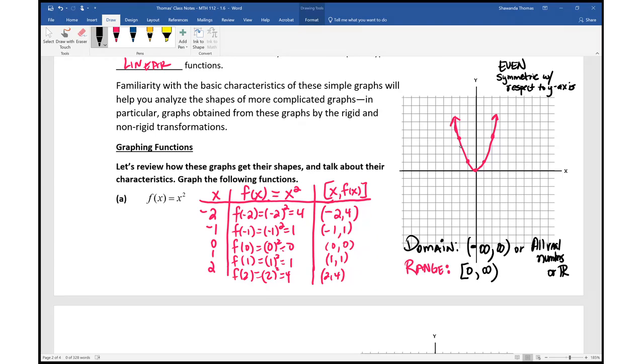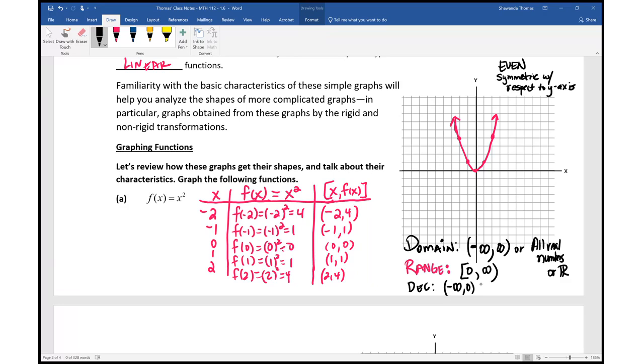Some other questions I could ask you: where is this function decreasing? This function is decreasing. If you trace this function, it's going down here. It's going down from here to here. So that's from negative infinity to 0. It's decreasing from negative infinity to 0. And we always use parentheses for increasing, decreasing, and constant.